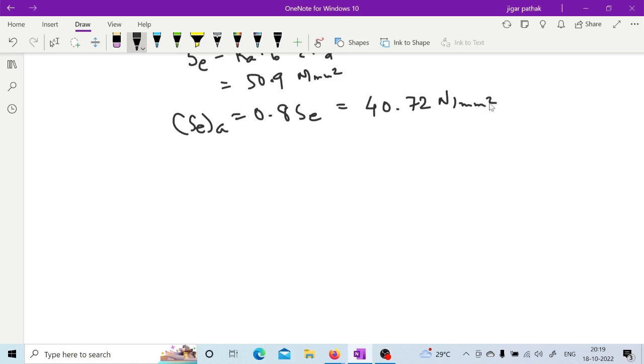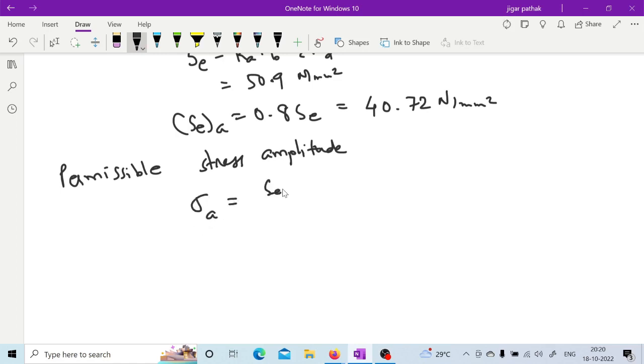Okay, now you have this endurance limit. So once you have the endurance limit, then you can calculate the permissible stress amplitude. 20.36, sir. Yes, 20.36, right. This sigma a is this Sea upon the factor of safety, FS. So that is 20.36 Newton per mm square.